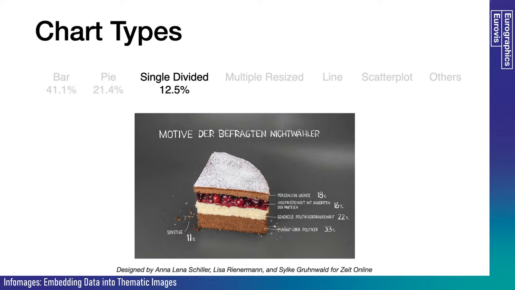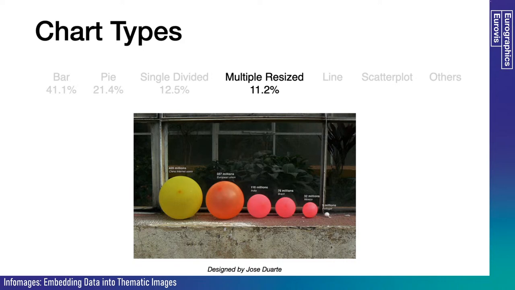As the name suggests, it is an image object that has been divided into multiple regions, where the region's length or area represents a data value. In this case, a cake's layers represent the different data values. Next, we have the multiple resized object type, which was present in 11.2% of the graphics. Here, multiple objects in the image are resized to represent data values. In this case, multiple balloons of different sizes represent data values.